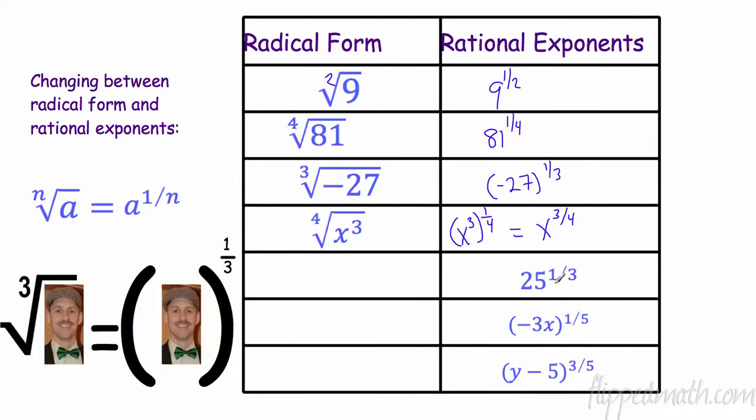So let's do it backwards. So I want the 25 to the 1/3. So I want the third root of 25. Over here, I'm taking this whole thing, so that goes in my radicand, negative 3x. And I want the fifth root. All right? Down here, I have this whole thing here, y minus 5. Now notice I'm raising it to the third power, and I want to take the fifth root of it. So that's changing between radicals and rational exponents.